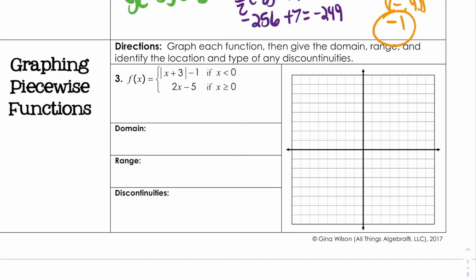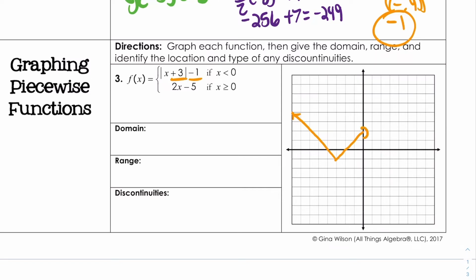We have an absolute value for the first part when we're less than 0, which looks like we have a shift and a shift. The plus 3 is a shift left 3, the minus 1 is a shift down 1, so left 3, down 1 is going to be the vertex of our absolute value graph. Absolute value graphs are just a line going in the positive direction with a slope of 1 and also going in the negative direction with a slope of -1, looking like this, touching at each corner.